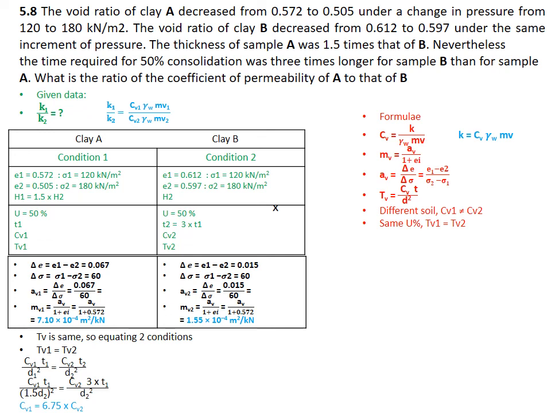So now we'll put the values of mv1 and mv2 and CV1 and CV2 in the equation of K1 by K2. So this is what we want. So putting all the values which we have calculated so far, you will get this equation. Now you can see the CV2 we can cancel from numerator and denominator, as well as gamma W. So ultimately you will get a number which is 30.92. With this we finish our video.